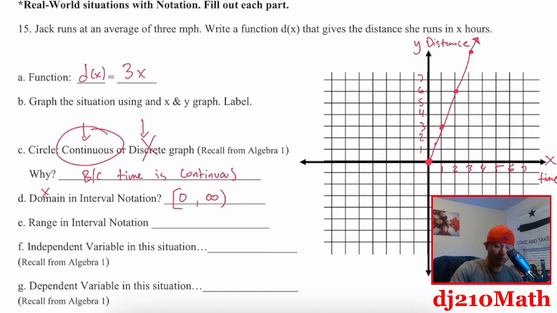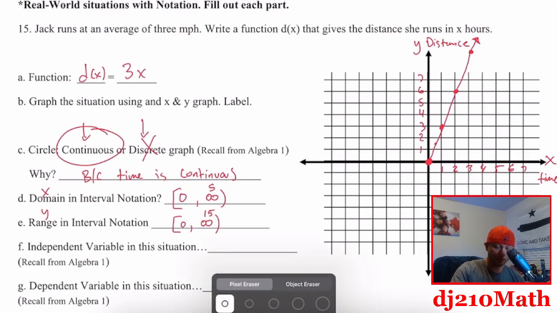The range is the y values. Again, starting at 0 before she's even moved, up to some number, infinity. Now, say we just said she only ran 5 hours. If this was 5 instead of infinity in the domain, then the range would have to reflect accordingly, right? 15, if we did it right, but I'm just saying. I'll leave it.